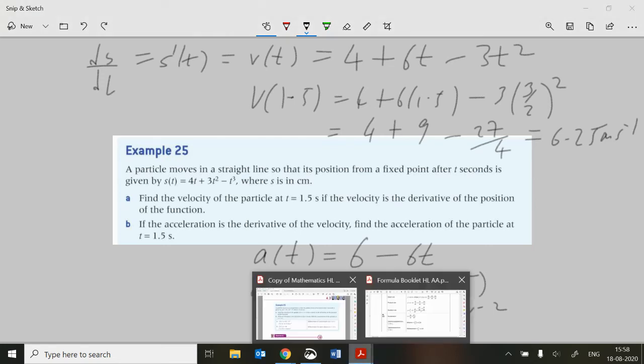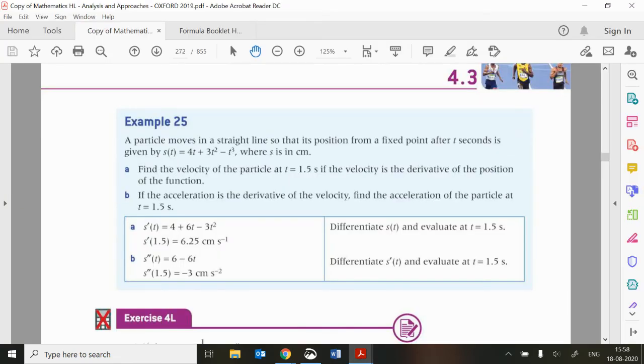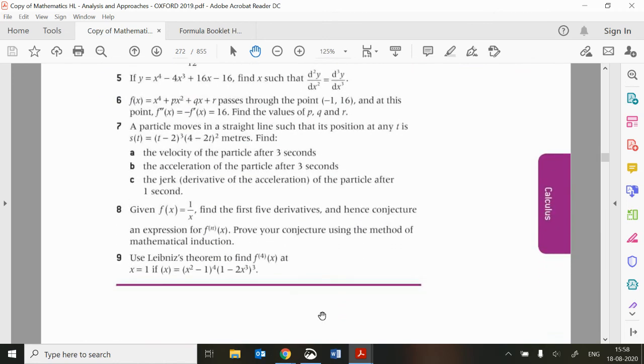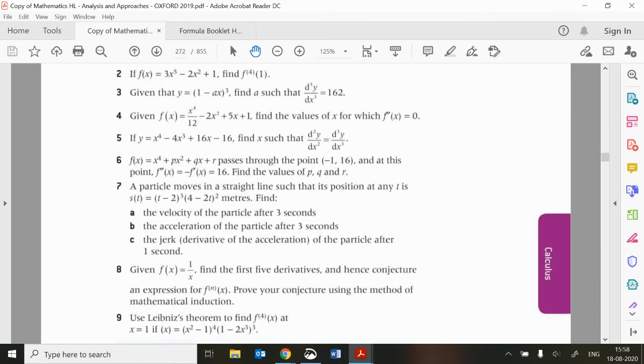Okay, right. Let's just check that answer as well. Yeah, so we're getting minus 3 there. Okay, before we go on to the exercise, let's just see what's in the exercise. 9 questions there. And towards the end, it's talking about using Leibniz's theorem.